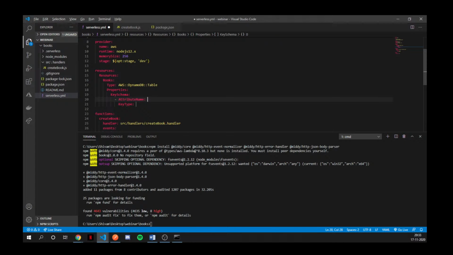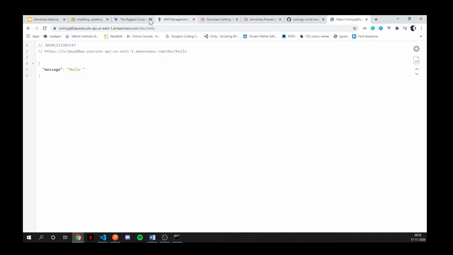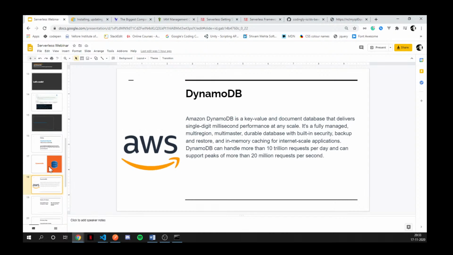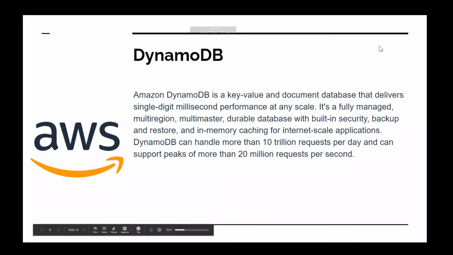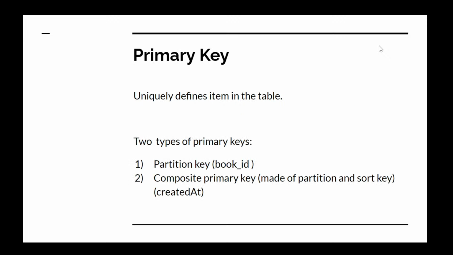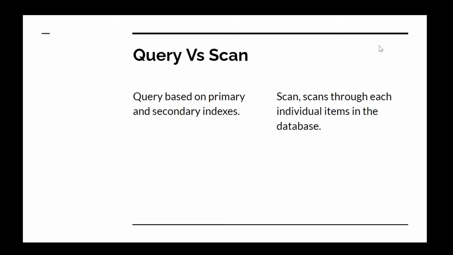Now let's talk about DynamoDB. Understanding the language that is used by DynamoDB can be quite intimidating, but I'll try to explain a few terms used by it. So first of all, what is query and scan? These are some of the terms used by DynamoDB, like the sort key, partition key, query, scan, put. So query versus scan: as you can see, query is based on primary and secondary indexes.